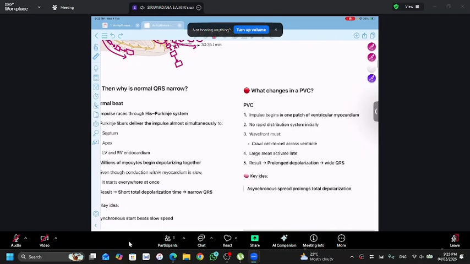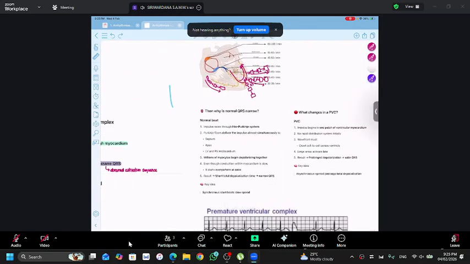That's why. See, the impulse begins in one patch of ventricular myocardium, and there is no rapid distribution system initially. That is the His-Purkinje system. Therefore, the wavefront must crawl cell to cell across the ventricle, and therefore large areas activate late. The result is prolonged depolarization resulting in a wide QRS. So a wide QRS complex automatically means you have an impulse going to the ventricular myocytes bypassing the His-Purkinje system. Narrow means it conducts normally through the His-Purkinje system, and usually that means it's not a ventricular arrhythmia.